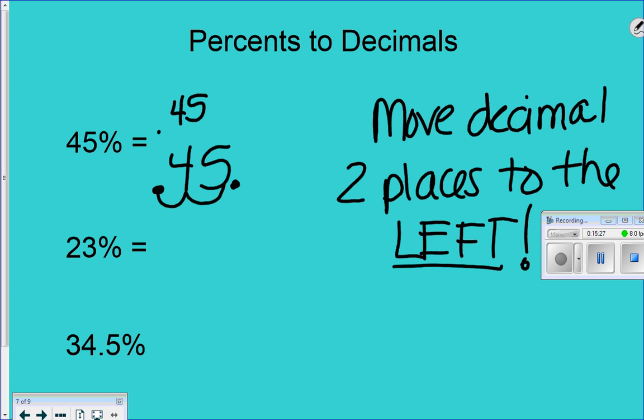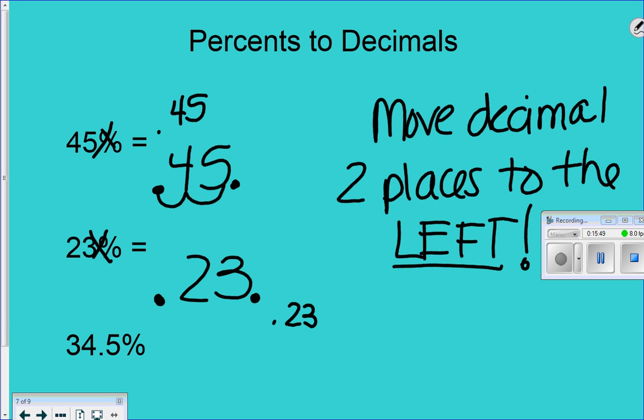If I have 23%, where's my decimal? At the end. Still a percent. I want to make it a decimal, though. When I move that decimal, it gets rid of this percent sign. That's my goal. I want to get rid of that percent sign. So I'm going to move it 2 places to the left. And 0.23 is my answer for that one.